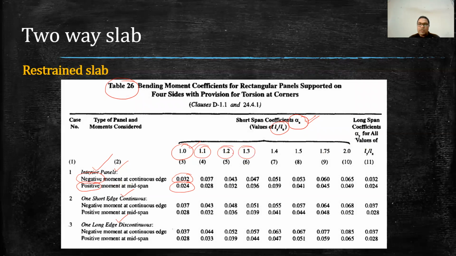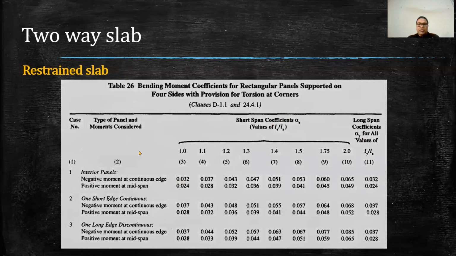it has different values, 1.1, 1.2, 1.3 and up to the value of 2, because we know that if the Ly by Lx value is less than 2, then we can classify that slab as a two-way slab. So this table is mainly for two-way restrained slabs only. Now for the case of alpha y, the alpha y value for all values of Ly by Lx is 0.032 in case of negative moment and 0.024 in case of positive moment. Okay, so this is how we will be using this table for our case.